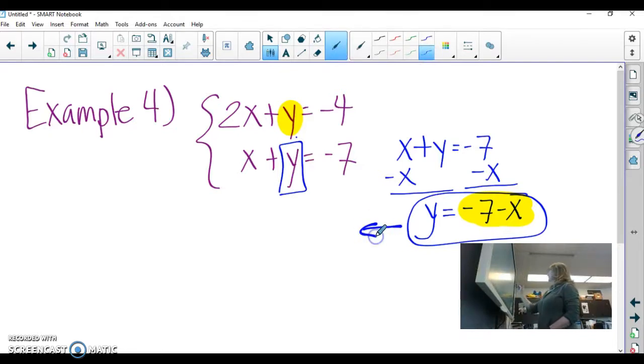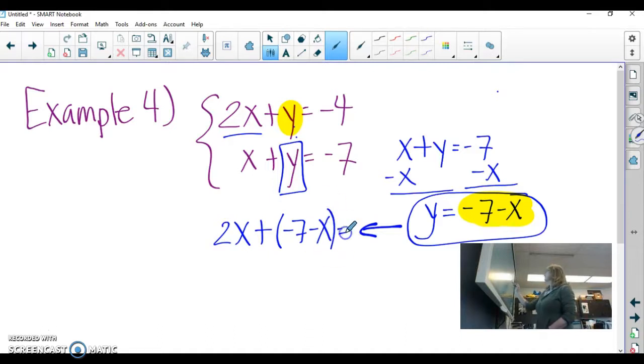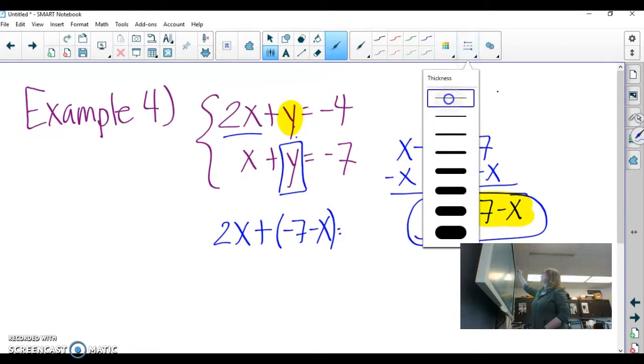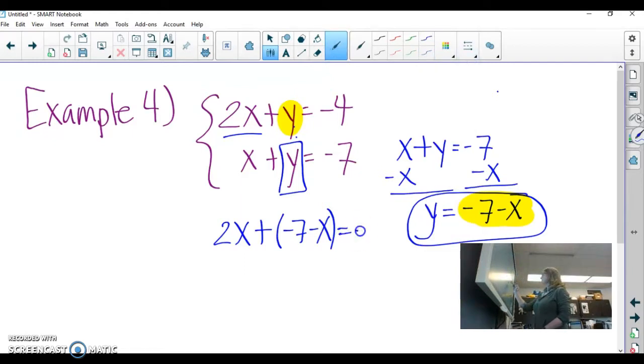So I'm plugging that in. I'm going to use substitution. I'm going to substitute in place of this y what it's equal to in terms of x. So I have this 2x plus, instead of y, I'm going to write -7 minus x. I don't need those parentheses. Let me get rid of that. And then that's equal to -4. 2x minus 7 minus x equals -4.